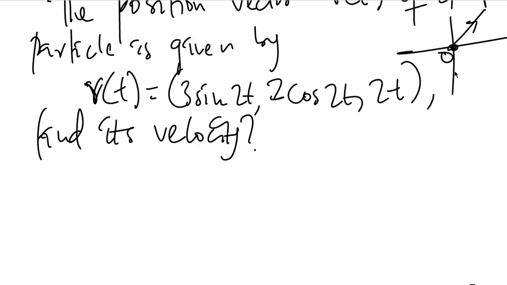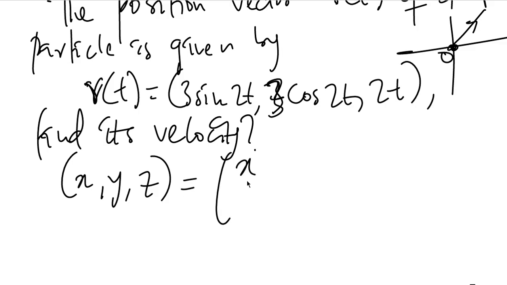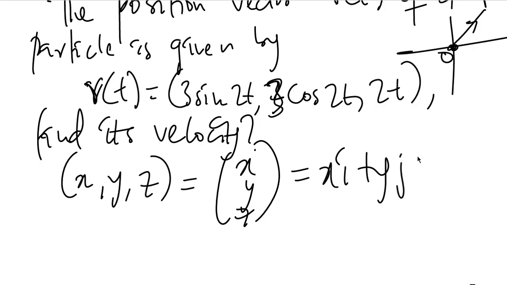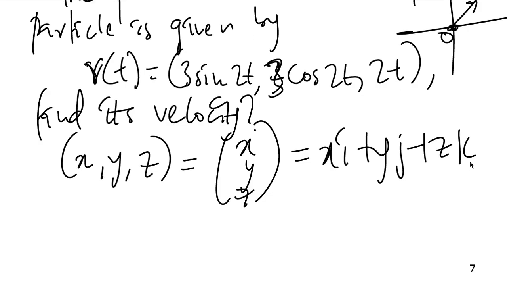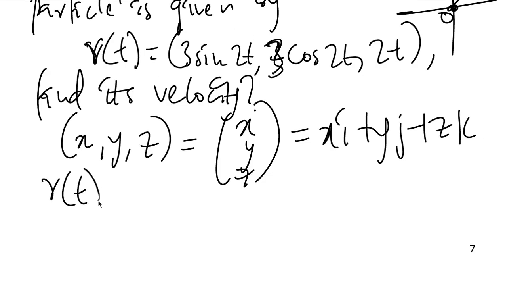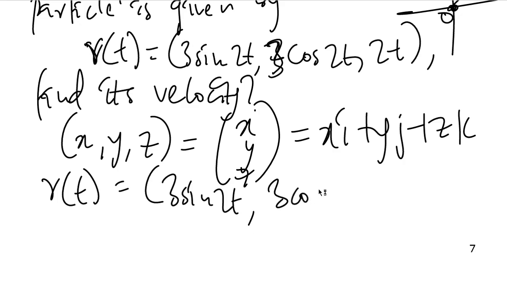So we have 3 sine 2t, we have 3 cos 2t. This is a 3-dimensional vector. Remember that I said if we have a 3-dimensional vector represented as (x, y, z), we could also represent it as a column vector of x, y, z, or we could write it as xi plus yj plus zk. So all we are simply going to have here is r of t, which is 3 sine 2t, 3 cos 2t, so that I make everything the same as all I've been saying from the beginning.